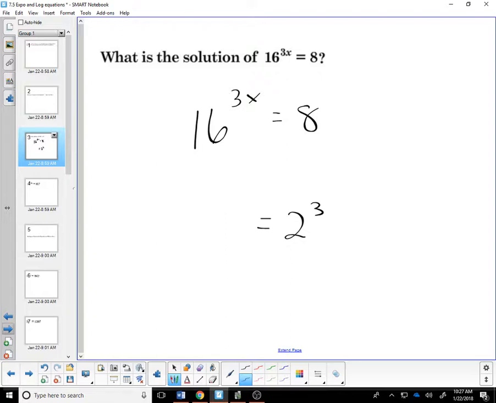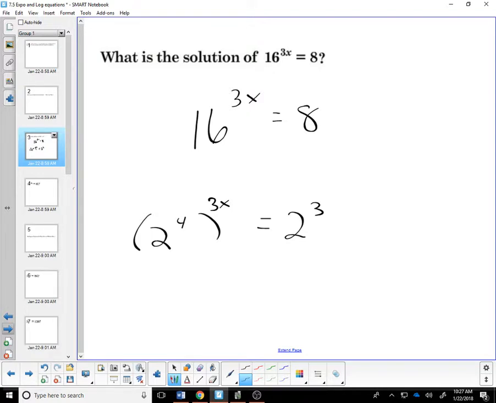Well, remember, we want a common base, right? So we want it to also have a base of 2. 2 to the 4th, doesn't it? So that 16 becomes 2 to the 4th. 2 to the 4th definitely is 16. Now that is to the 3x. Is everyone okay with what I've written here? I've converted the 8 to be 2 to the 3rd. And I've converted the 16 to be 2 to the 4th. I can do that. Math.